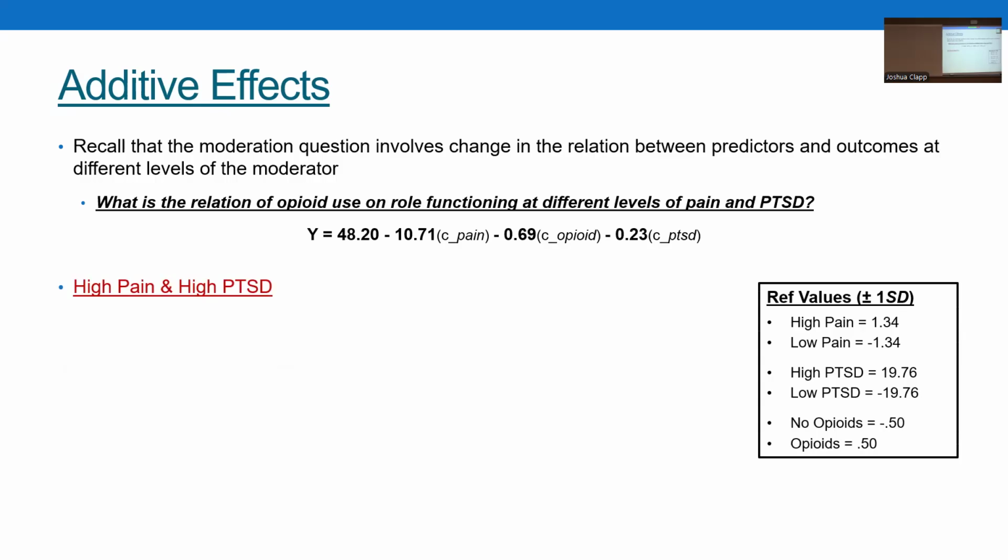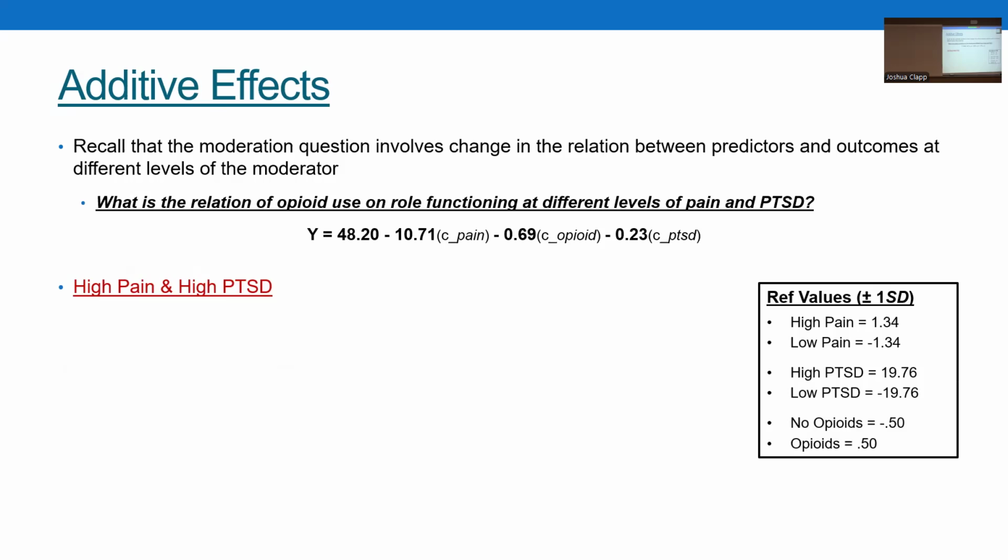so let's go through then, if our question is, how does the relation of opiate use change with respect to role functioning at different levels of pain and PTSD? So let's go through and do some math. We're just going to do some basic algebra and start plugging values in. Okay, so my reference values, and this is another nice thing, if I go through and center variables, if I want to look at a standard deviation above or below for a variable, for pain, it's just a standard deviation above and below.